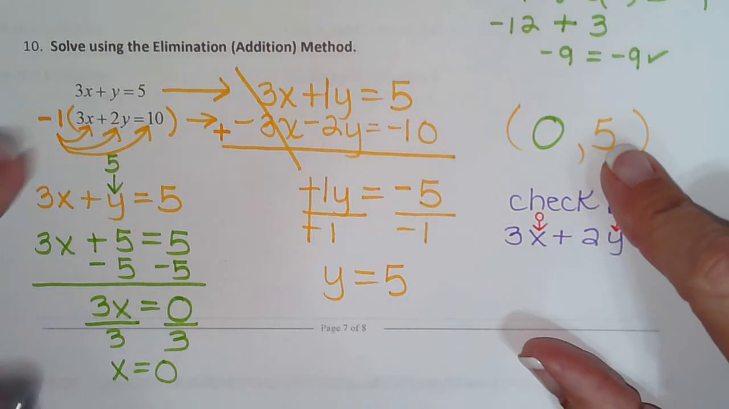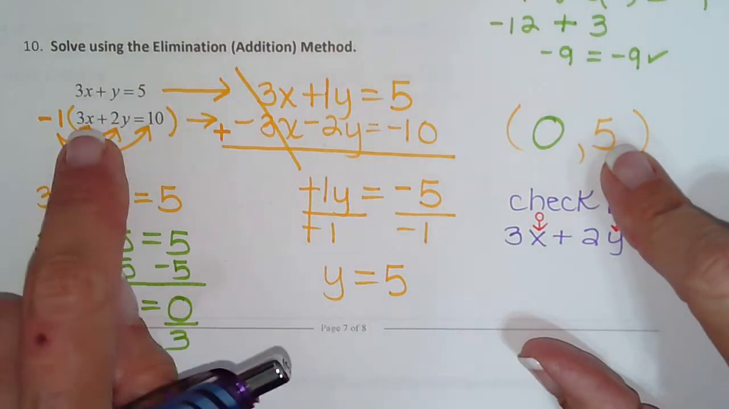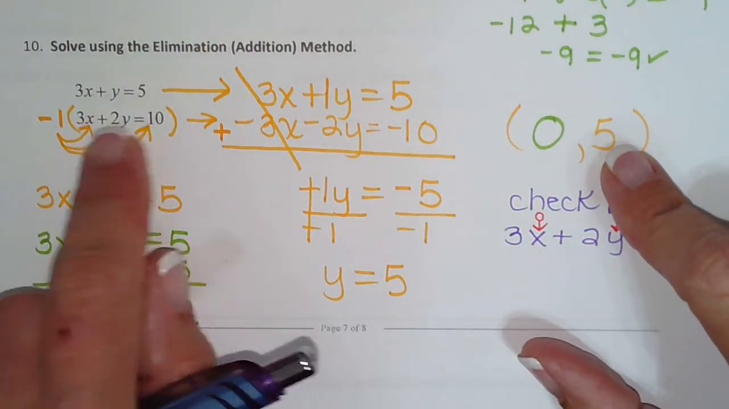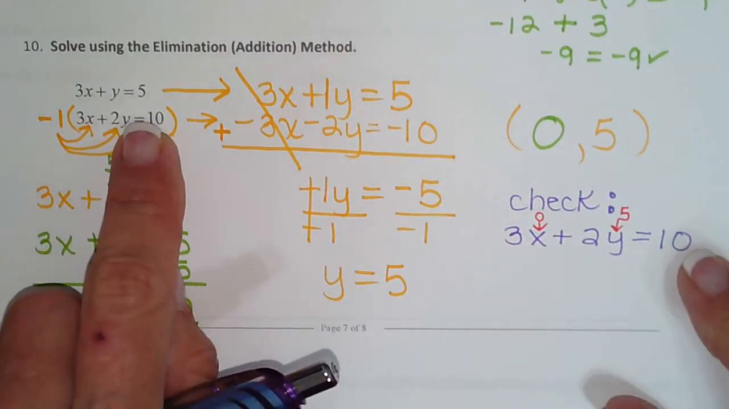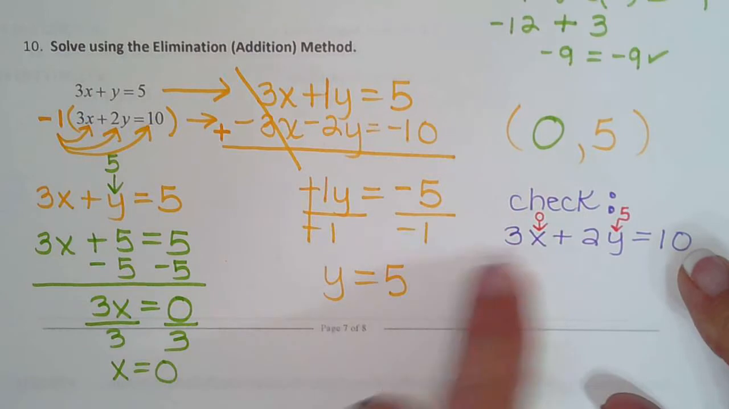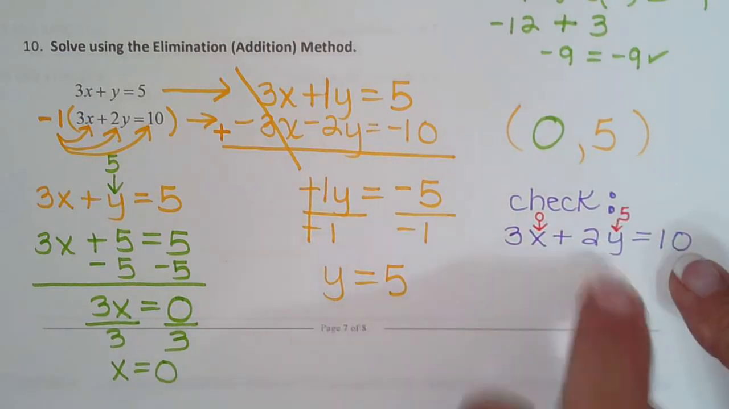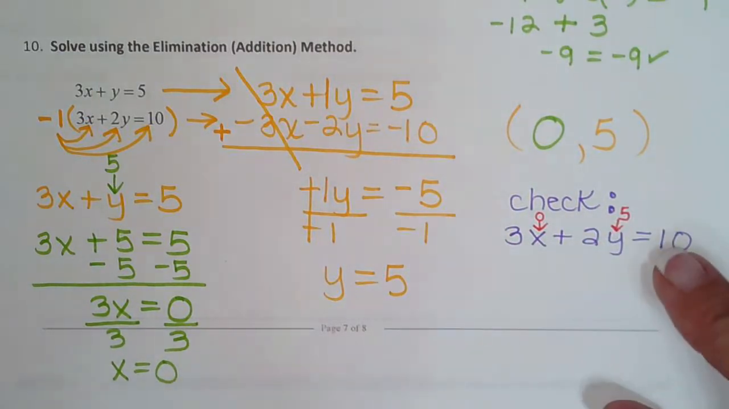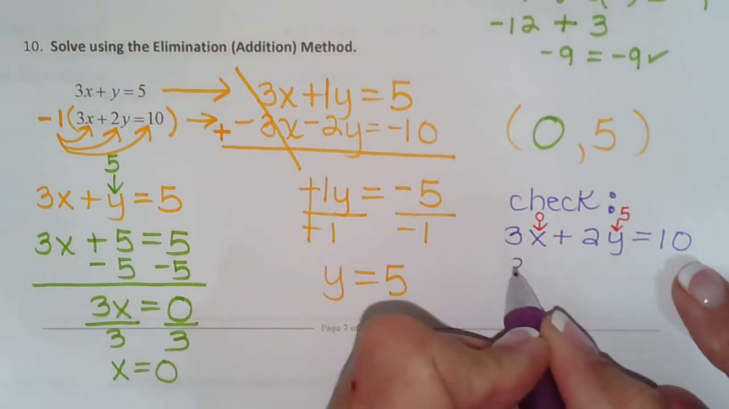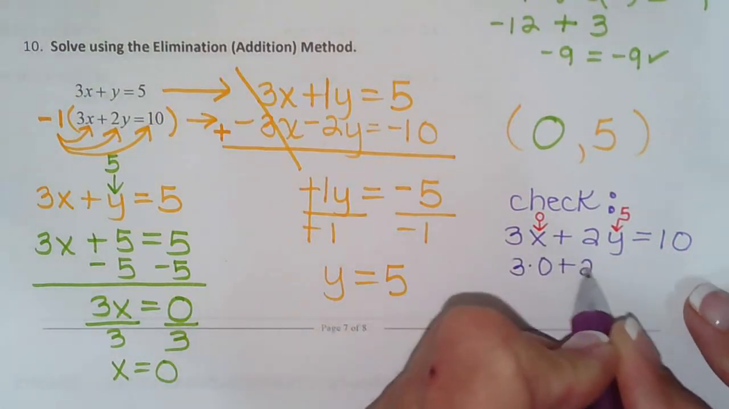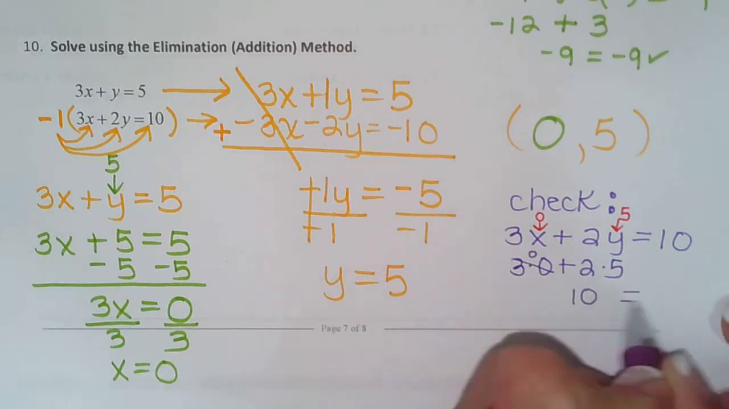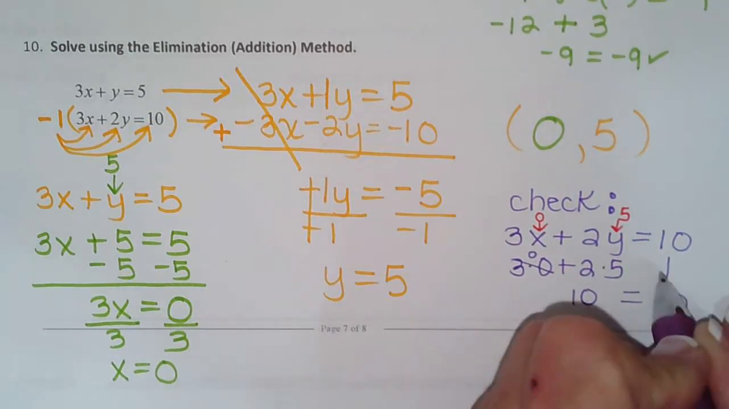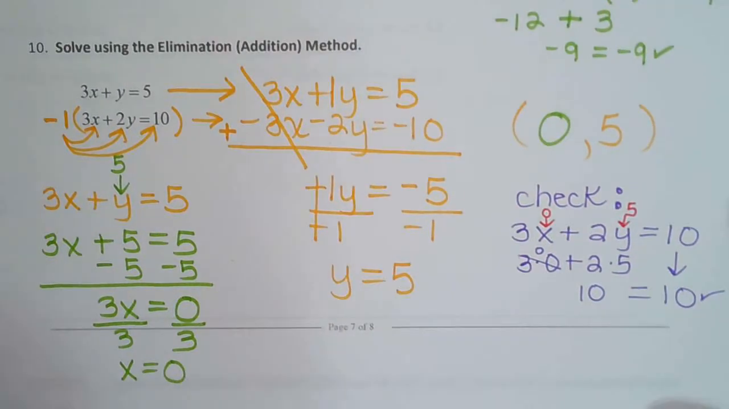So since we plugged into this equation, we need to check in this one. So I've written the equation over here, 3x plus 2y equals 10. We're plugging 0 in for x, 5 in for y, and see if we get 10. And you can probably see in your head that it is going to be 10. So 0 plus 10 is 10, and I have 10 on the right. Boom. So I can walk away and know I got that problem correct.